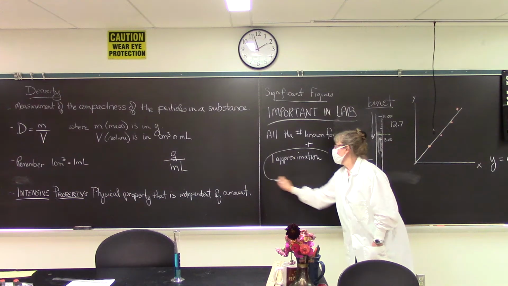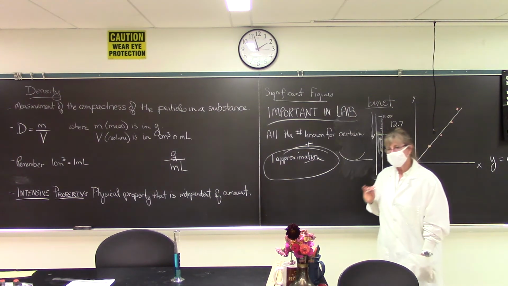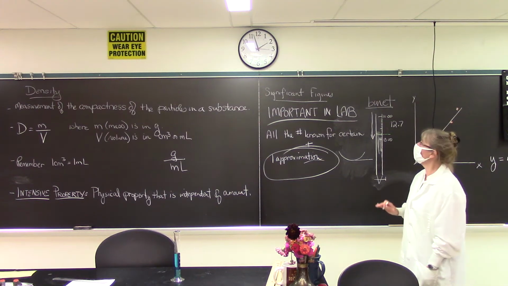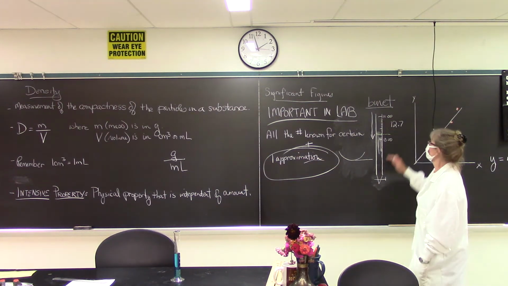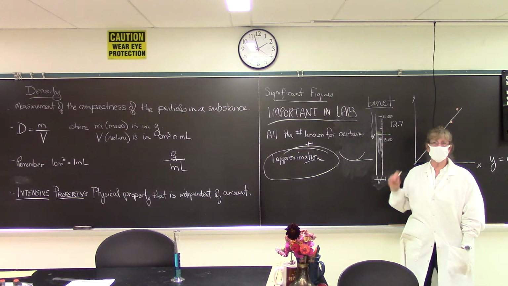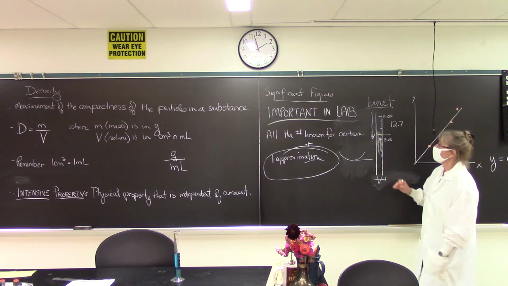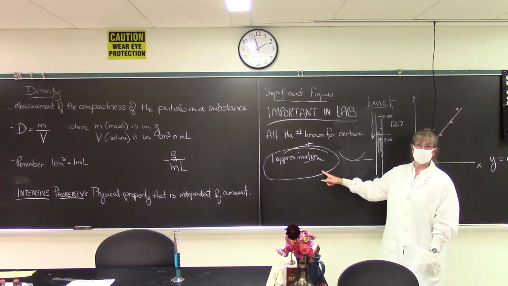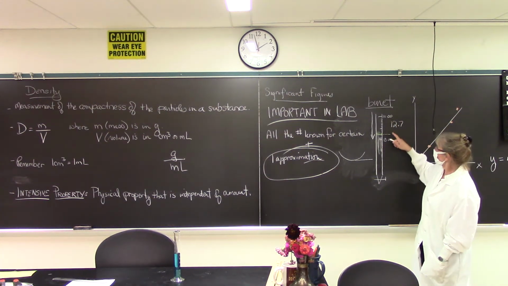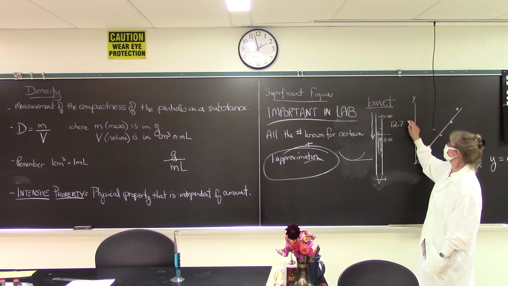So this is where you approximate. Remember, your significant figures in the lab are all the numbers you know for sure, and you know 12.7 for sure. It's at least 12.7, but it's very close to that. Now you make your approximation. So I would say that's, I don't know, 12.76.